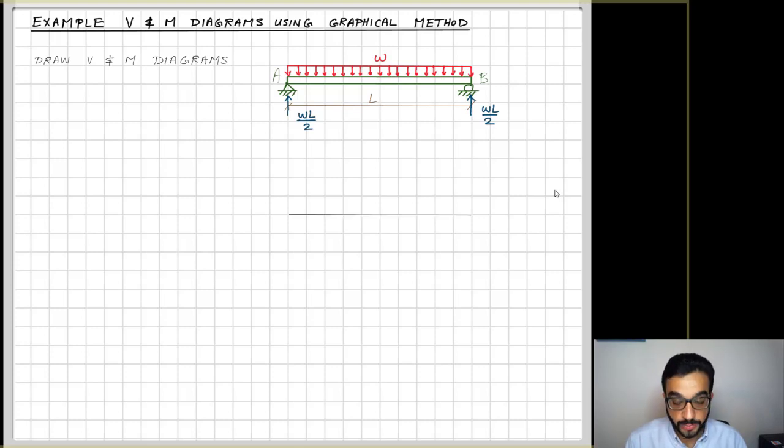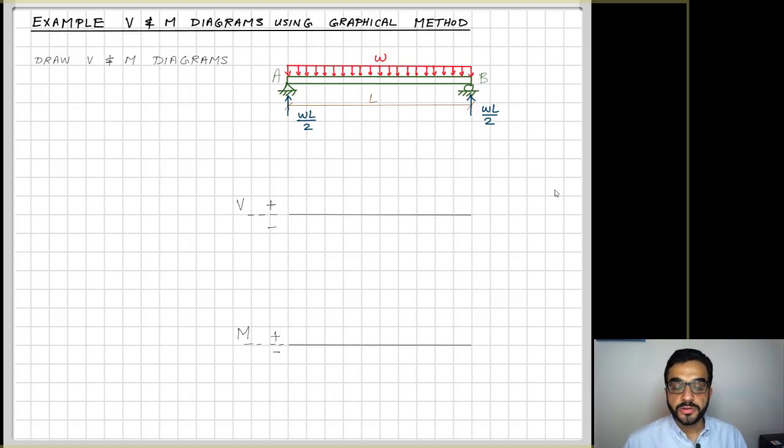So when you draw the shear and moment diagrams, you draw the zero line or datum line for the shear and moment diagrams here. Above the line is positive, below the line negative. And then I start with the shear. In the graphical method, you can't draw the moment before the shear. You have to draw the shear first and then use the shear diagram to draw the moment diagram. So you start with the shear and you start from the left.